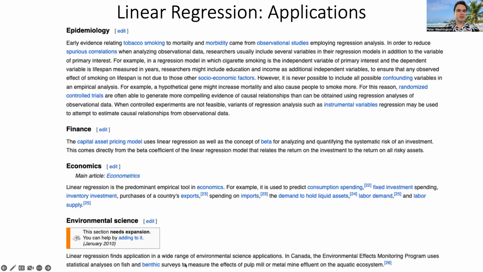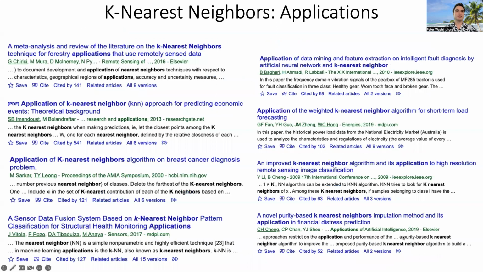And in environmental science, analyses on fish to measure the effects of pulp mill or metal mine effluent on the aquatic ecosystem. I don't really know, but that sounds important. So how biospheres are affected by pollution. So really important problems, and you know how to do this. K nearest neighbor.